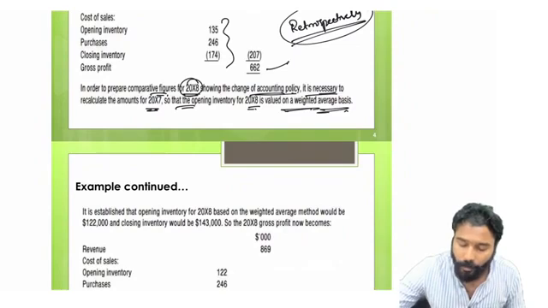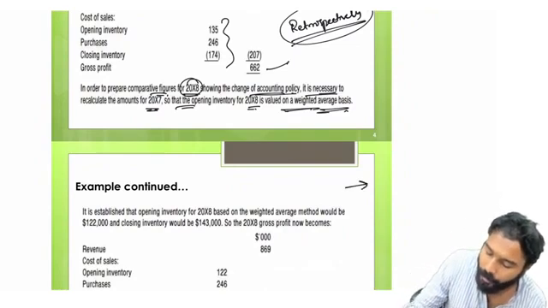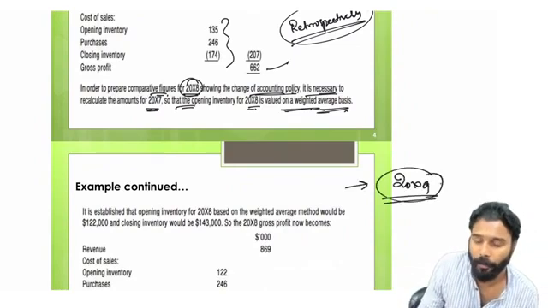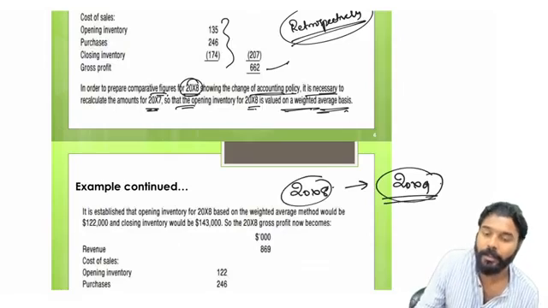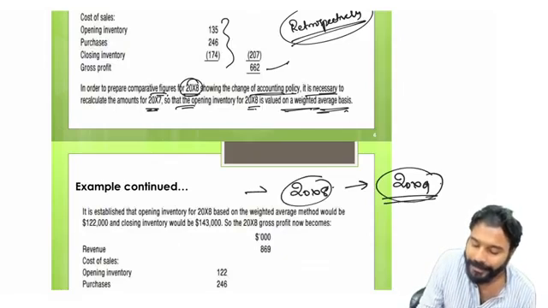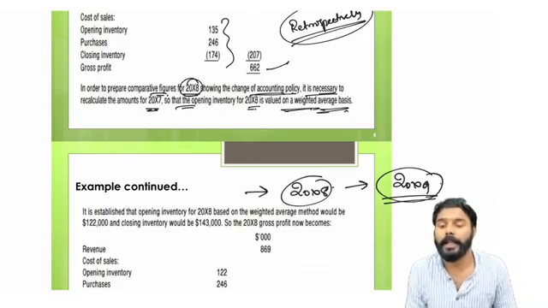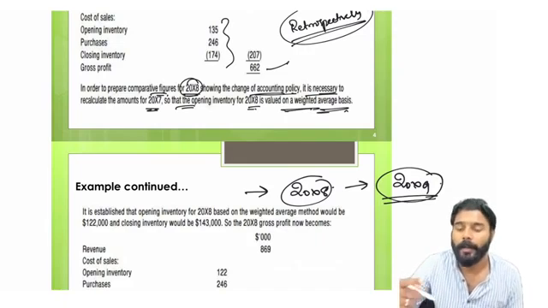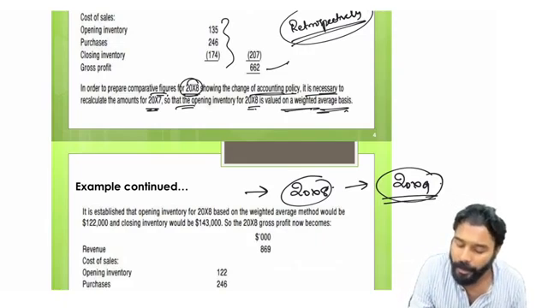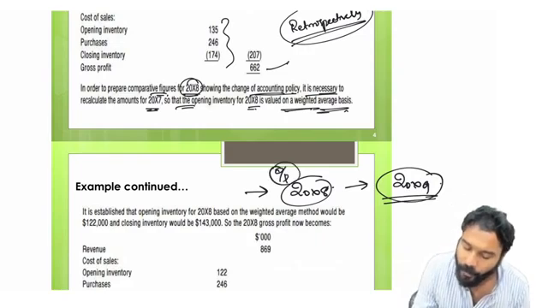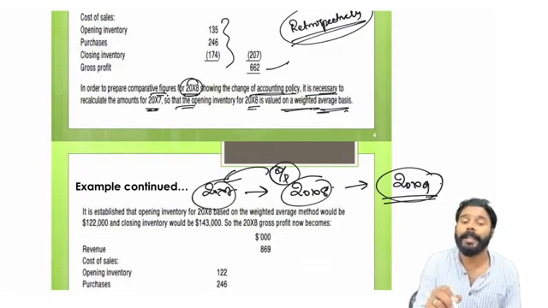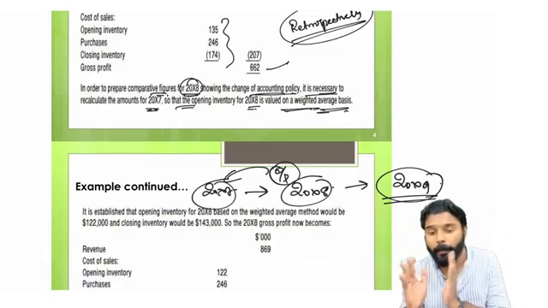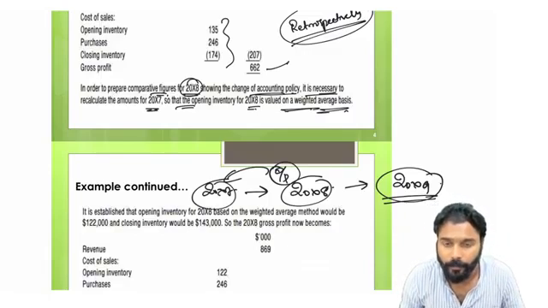So as they have told us, from 20X9 we will be using AVCO, so we have to change the comparative figures from 20X8. But since it is inventory, we know that cost of sales is calculated as opening plus purchases minus closing. So the opening of 20X8 will be the carried forward balance of 20X7, so even that should be restated. Then only will you get the appropriate comparative figures, right?